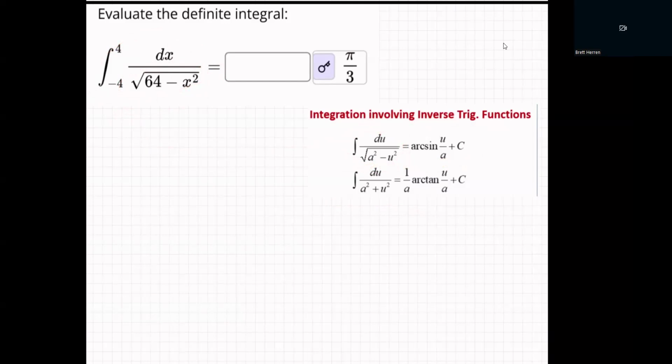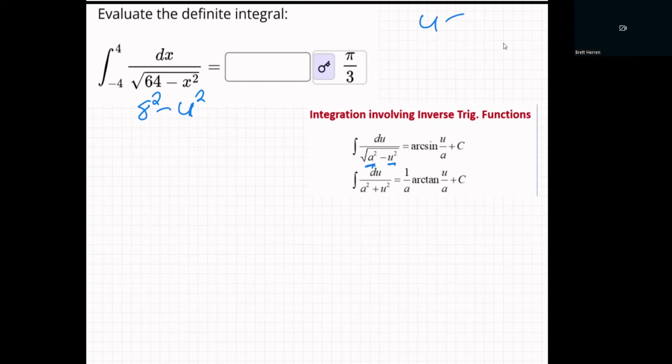So how do you write this? This is 8 squared, 8 times 8 is 64, minus u squared. It's got to be something squared minus u squared. So u right there is just x. So you don't need to really make that change. If u is just x, you don't need to do it.